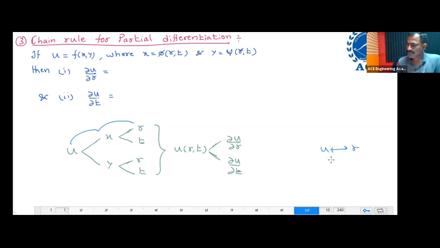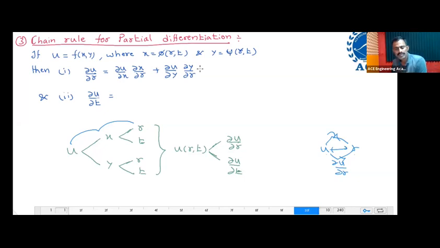U to r. That is partial derivative dou u by dou r. We can start at u, we can reach r through x through y like this. So first u to x, that is partial derivative dou u by dou x, again x to r, dou x by dou r, plus dou u by dou y by dou r. Similarly, you can write the next one also.